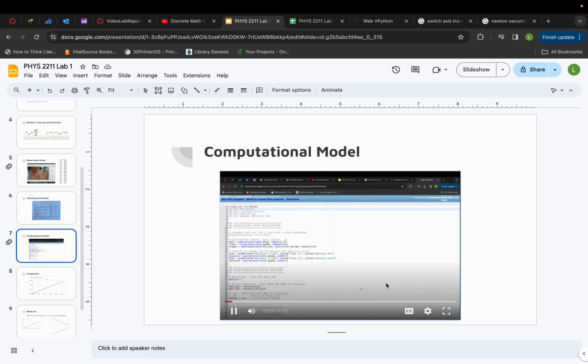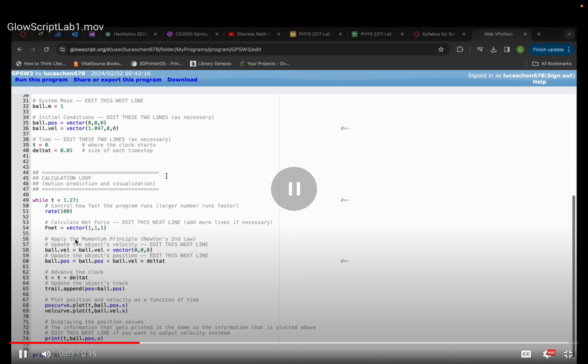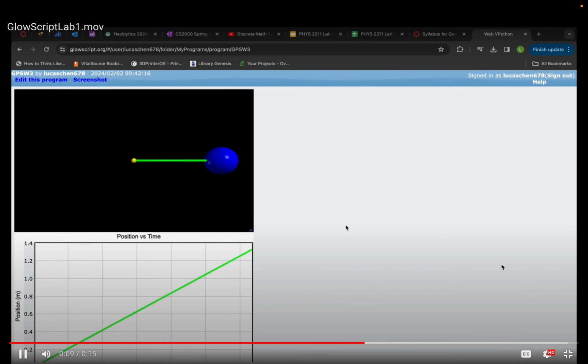So for the computational model, there are a few things you have to set up before it can run. As you can see, ball velocity, using what we calculated in the previous step, we can initialize the initial x velocity to be 1.047 meters per second. Change in t is 1.27. As you can see right here, this is the position update formula, and our values are then plugged in. And after that, running this program yields this model.